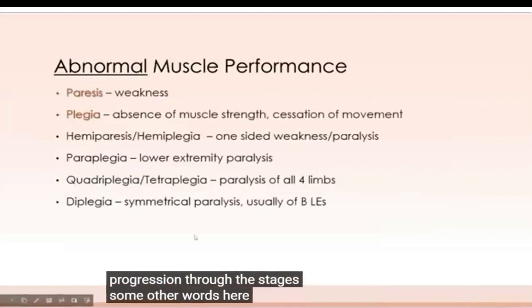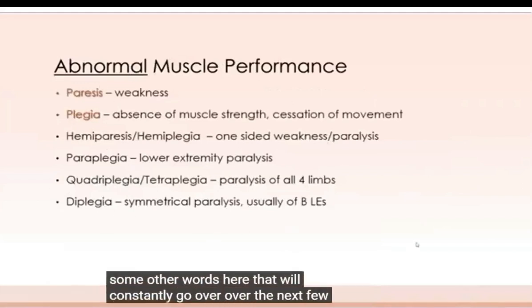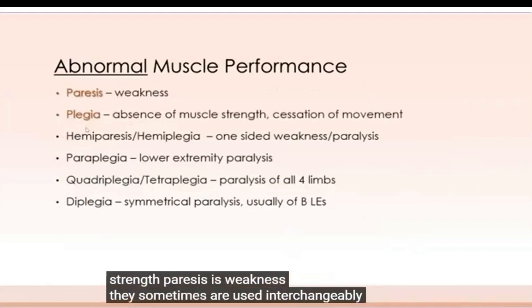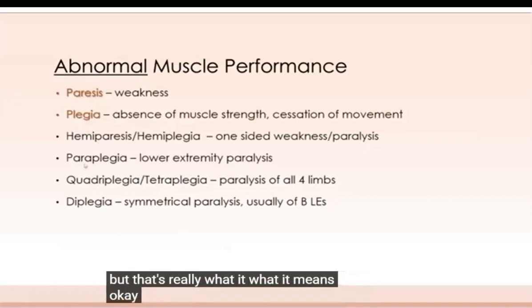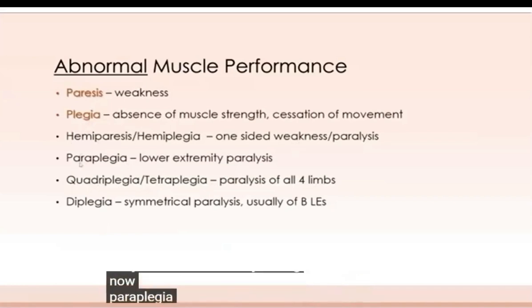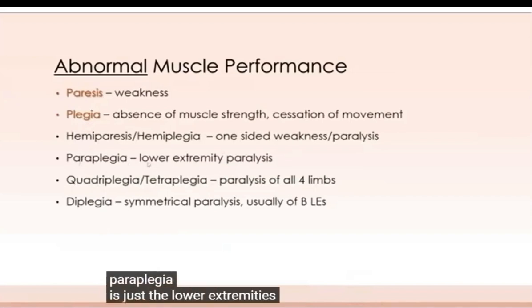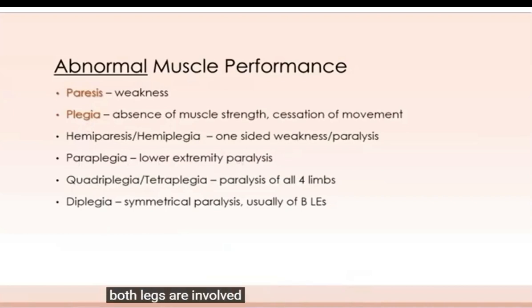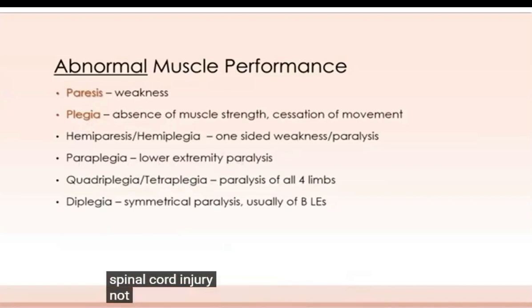Some other words here that we'll constantly go over in the next few weeks. Plegia means absence of strength. Paresis is weakness. They're sometimes used interchangeably, but that's really what they mean, okay? One side is not very strong. Now, paraplegia is just the lower extremities. That's typically in what type of diagnosis? Both legs are involved. Spinal cord injury, not stroke.